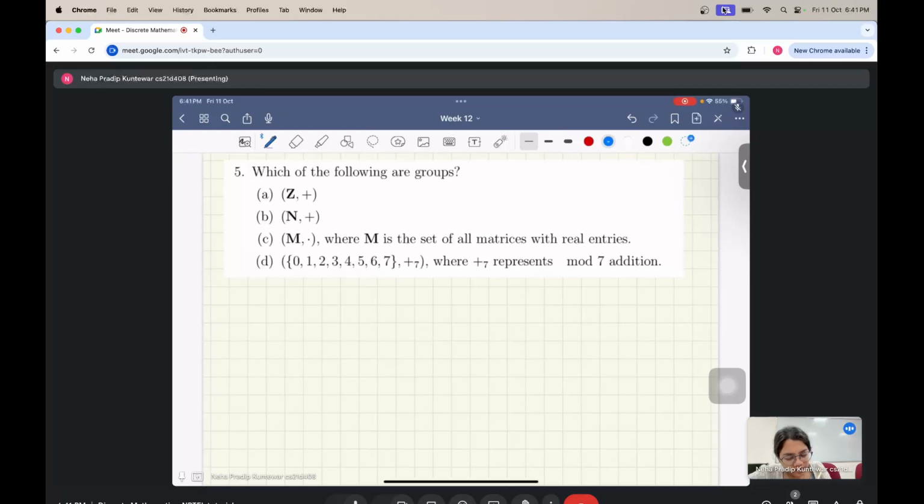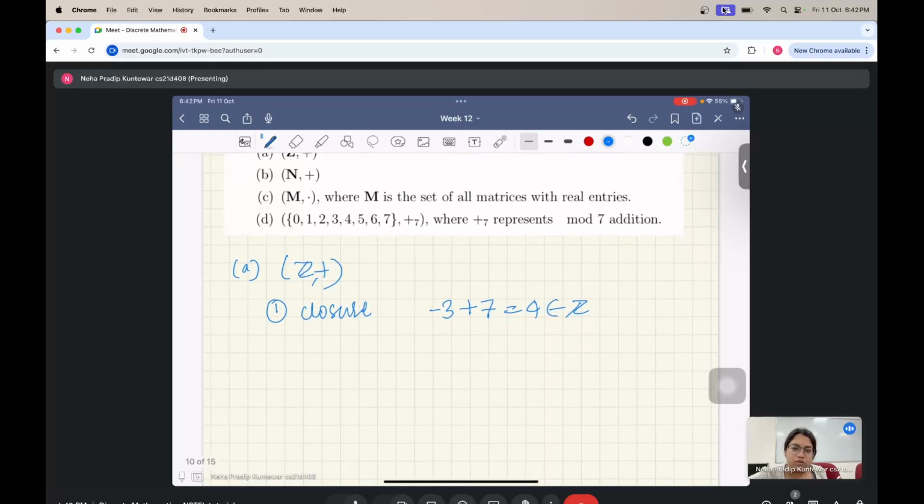Okay, so let's look at the first example, which is Z plus. Z is the set of all integers and plus is the addition operation. Let's ask the first question: is the closure property true? If I take any two integers and add them, the resultant element is always an integer. For example, if I do minus 3 plus 7, I get 4, which is also an integer. So if you take any two integers and add them, the resultant element is always an integer.